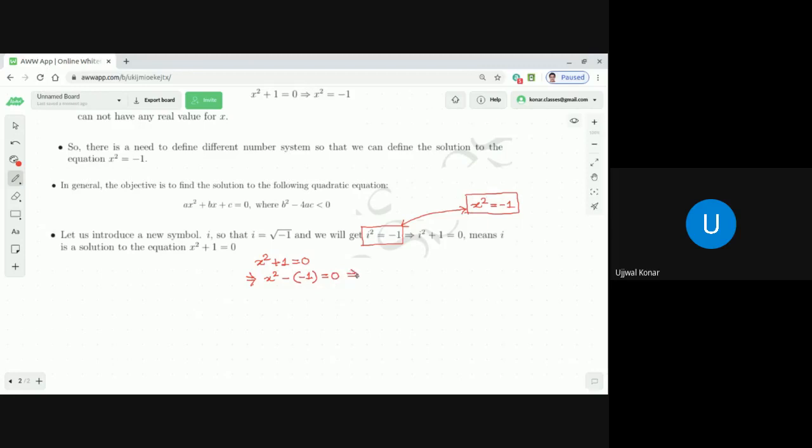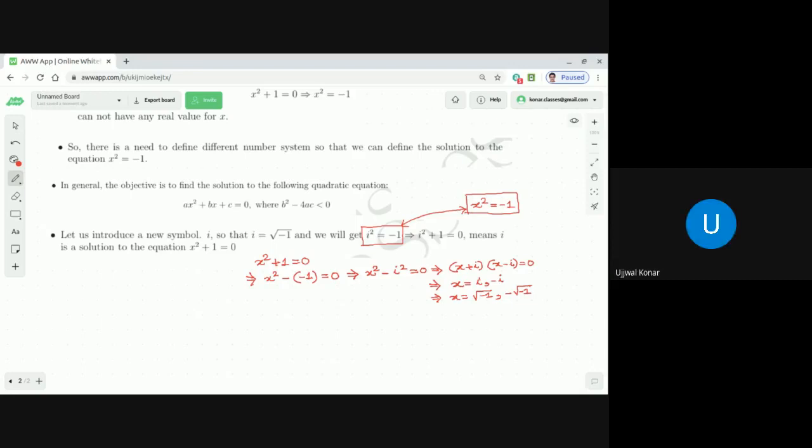This implies what? x square minus, what is -1? -1 is i square. So x square minus i square equal to 0. This implies x plus i into x minus i equal to 0. So this implies x is equal to i and minus i. Or we can write x is equal to square root of -1 or minus square root of -1. These are the two solutions.